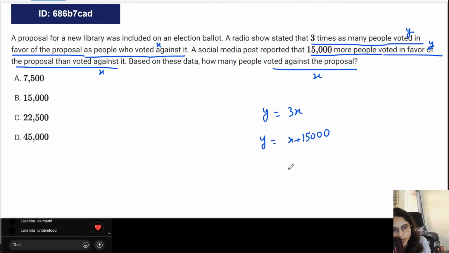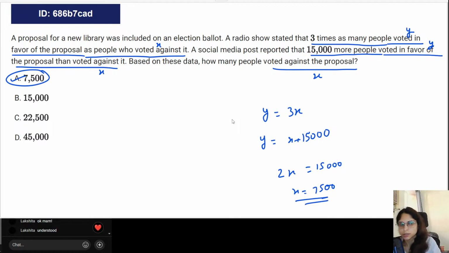And here, yes, you can subtract. You will get 2X is equal to 15,000. X is going to be 7,500. So those who voted against the proposal is 7,500. You can also use decimals, but here you could have just subtracted. So remember, because 15,000 more people are voting in favor, it's not 15,000 plus Y is equal to X. Do not make that mistake. Okay.